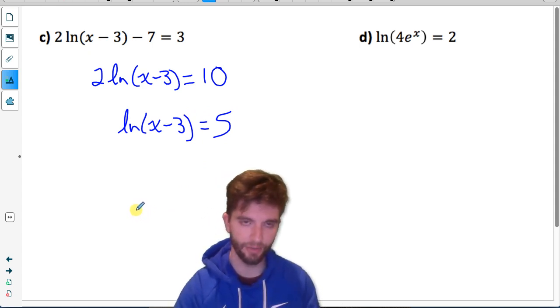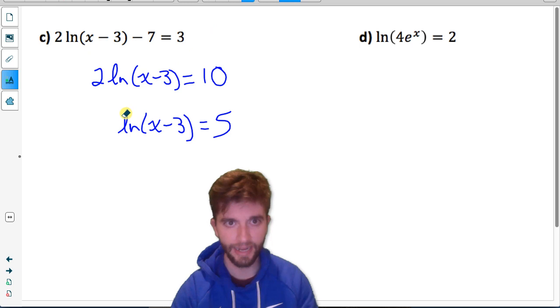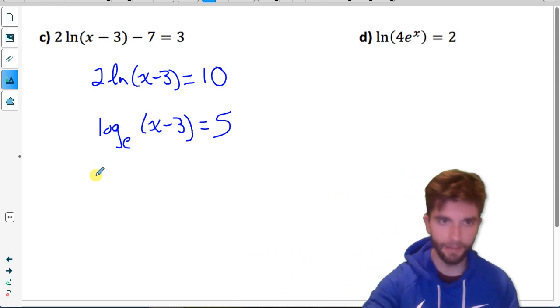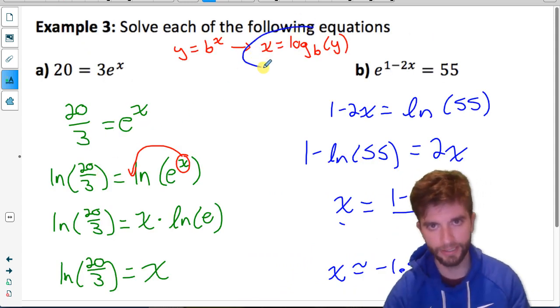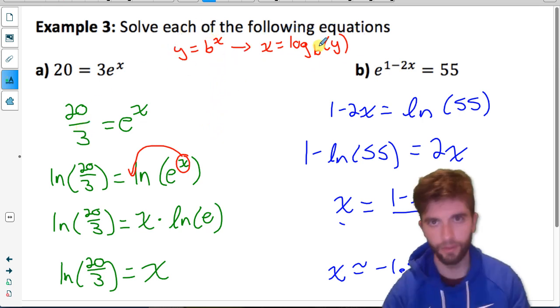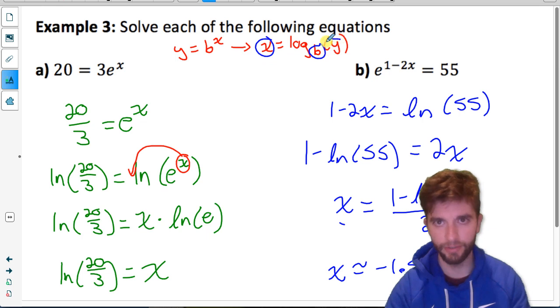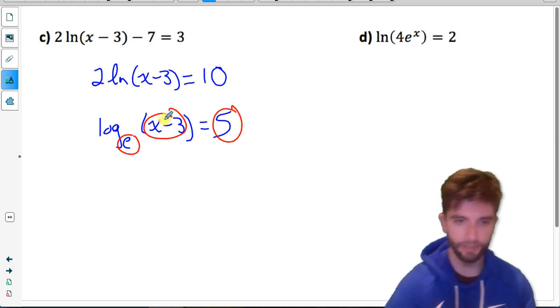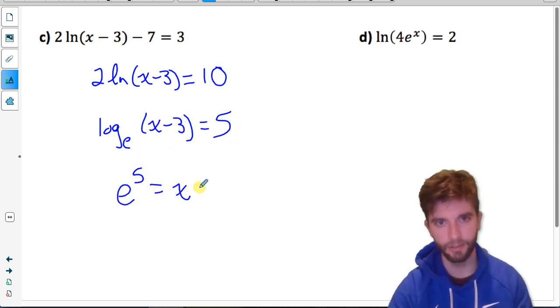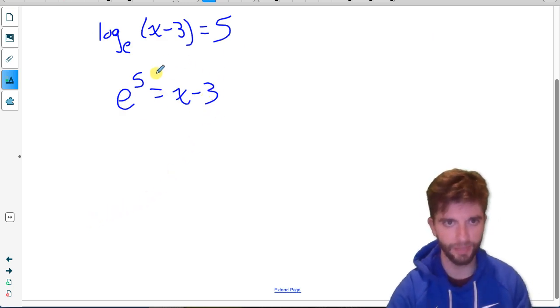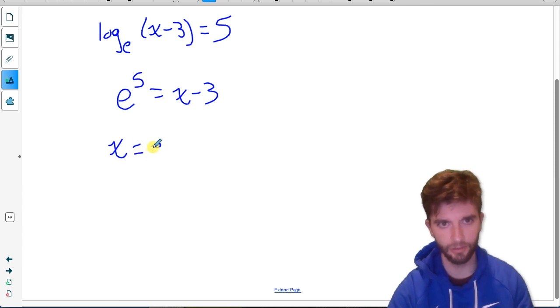And once I'm at this stage of the question, remember this ln is actually, and you wouldn't actually write this, log base e. I'm just showing you that because now we can transition this logarithmic expression back into an exponential expression. The base of the log to that exponent equals the argument. e to the power 5 equals x minus 3. And then we can evaluate for x just by adding the 3 to the other side. x is equal to e to the power 5 plus 3. That's the exact answer for x.